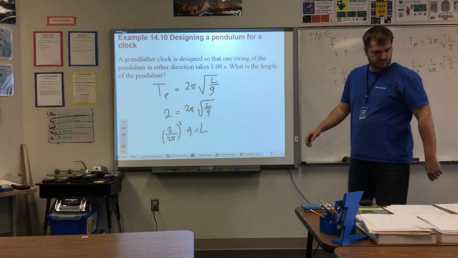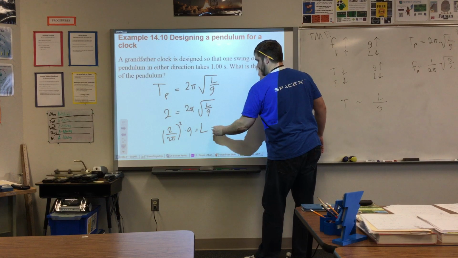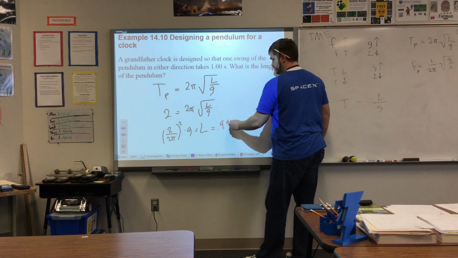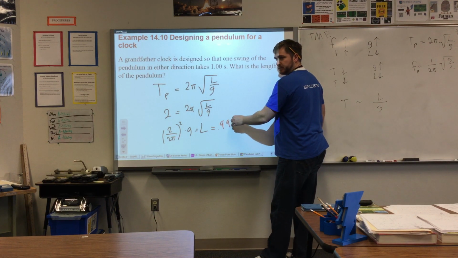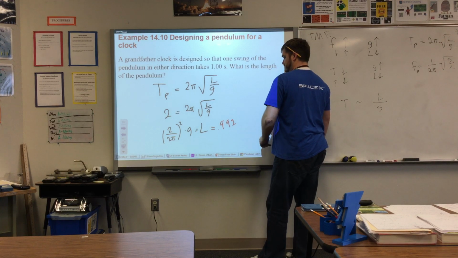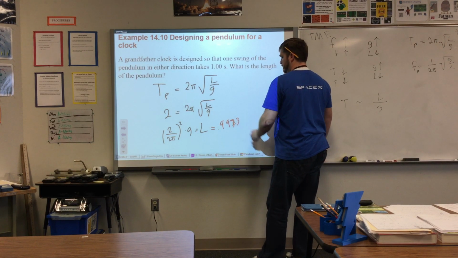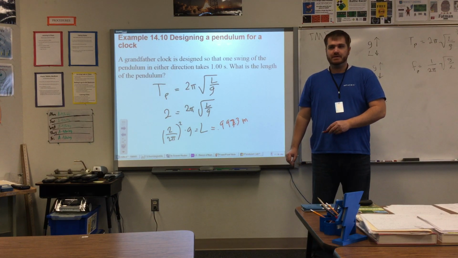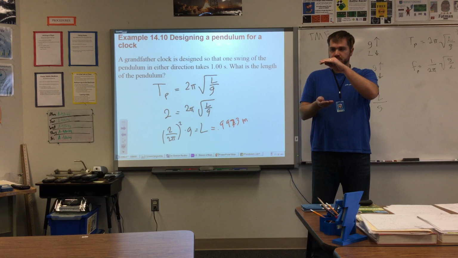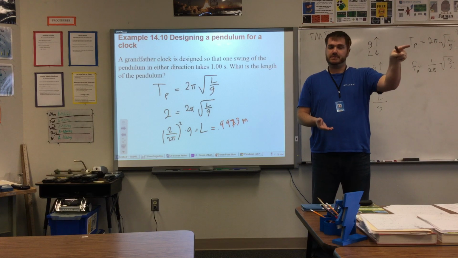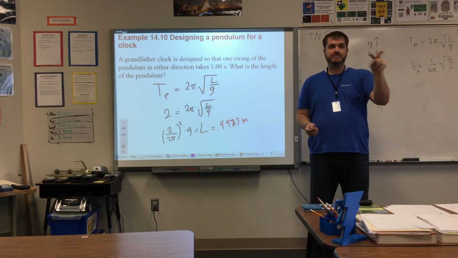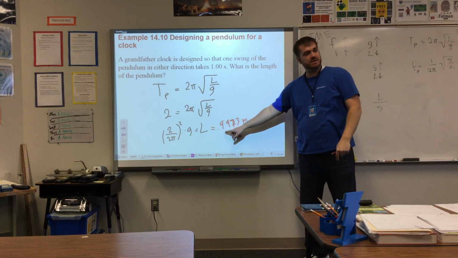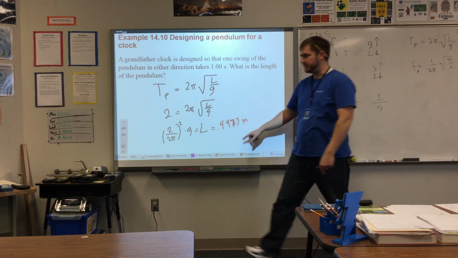What do y'all get? 0.993. What are the units on that? Meters. Have y'all ever seen a grandfather clock? What does it look like? How big? That would be a clock, but it's not an official grandfather clock. Keep going. It's almost an entire meter. It's 0.993 meters.